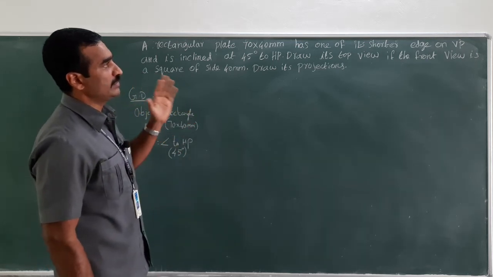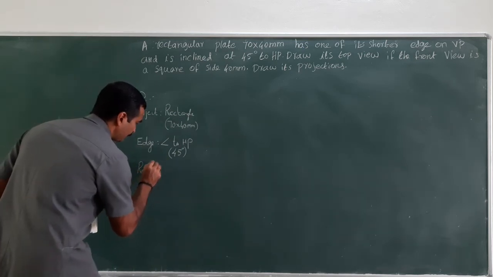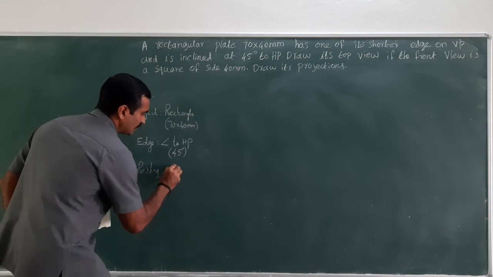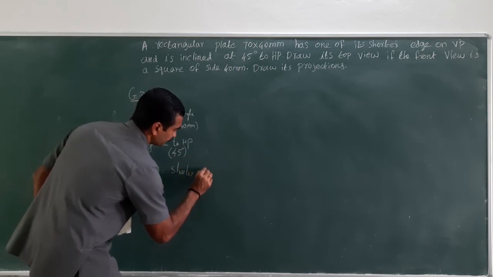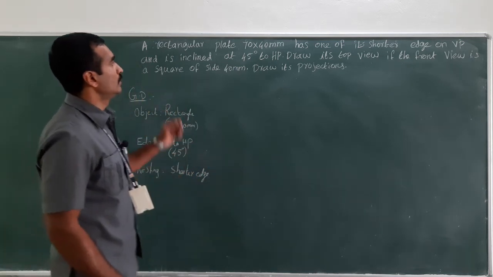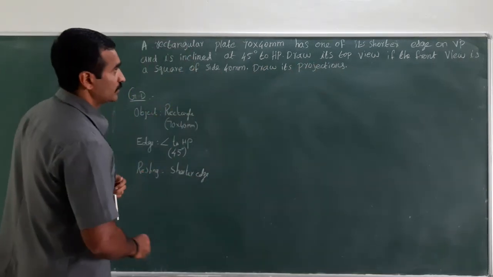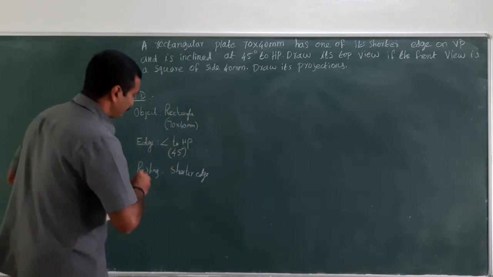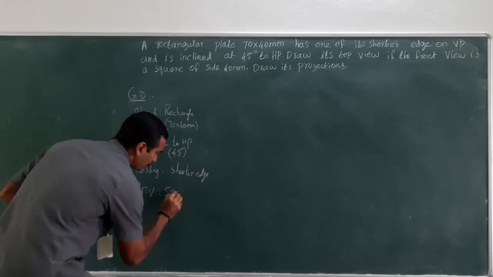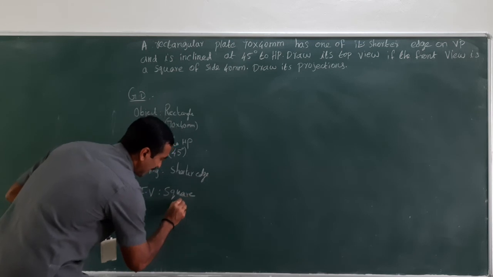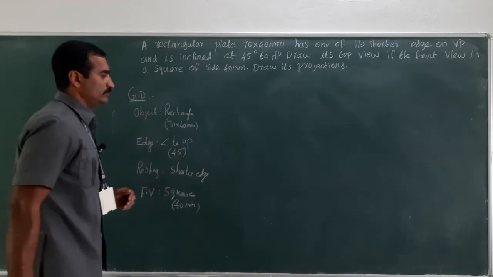How it is resting? It is resting with one of its shorter side, shorter edge or side. And draw its top view if the front view looks like a square. In front view, it looks like a square of side 40 mm.